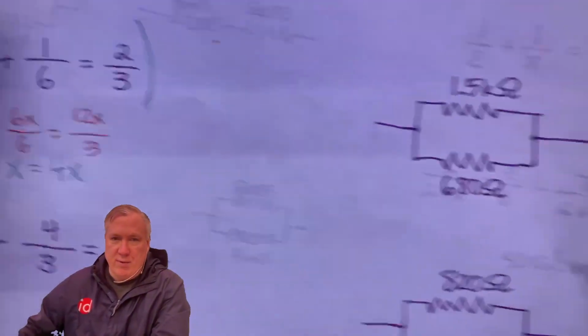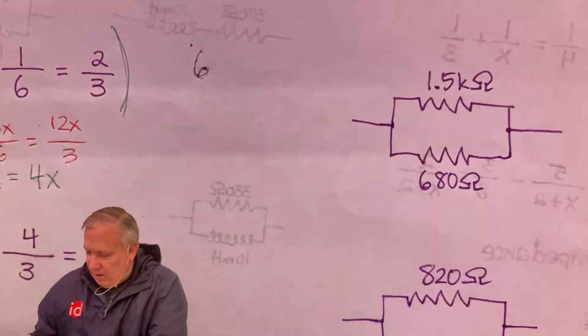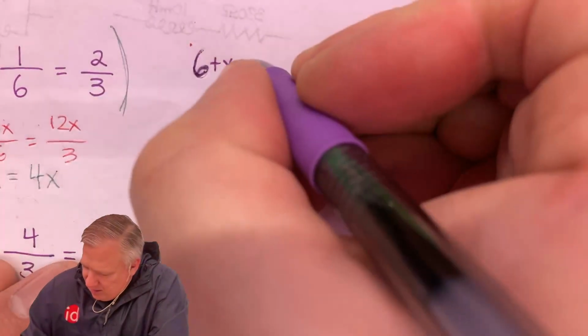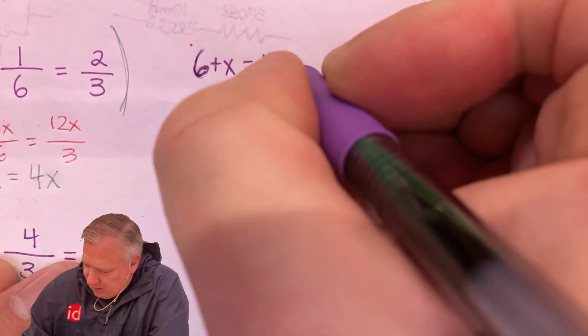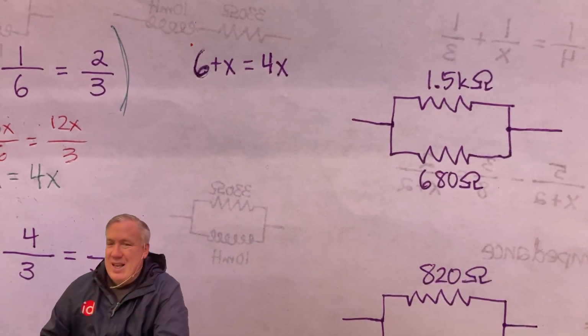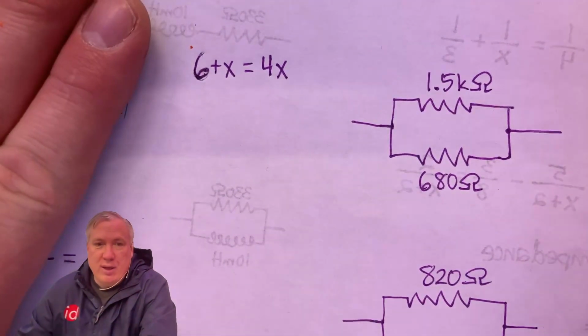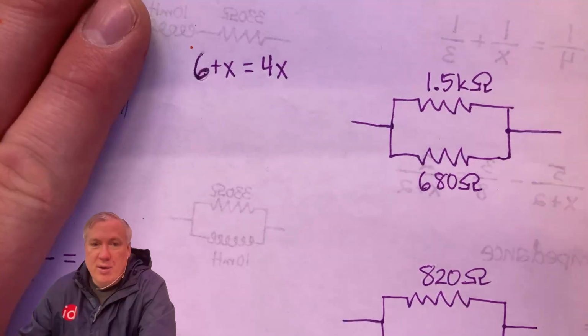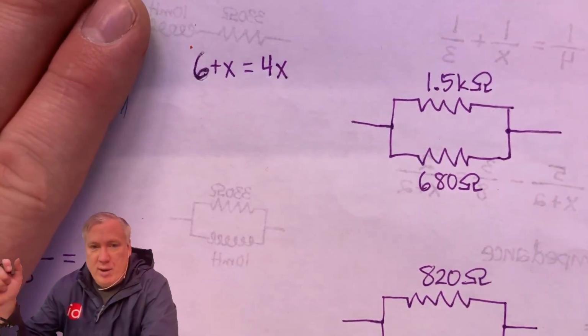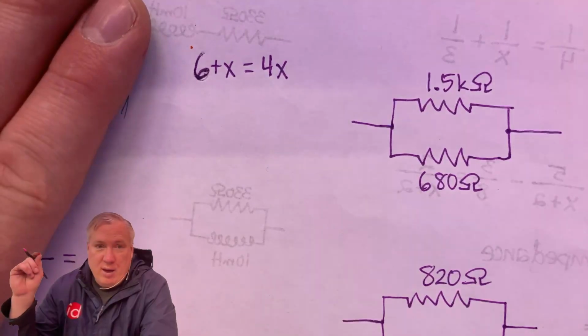If I had started this whole process with this equation, which I'm going to write more clearly over here, let's try to use a different pen. 6 plus x is equal to 4x, and said, solve that. What would you do? If you are like, I don't know how to solve that equation, then there is another Khan Academy link up on the whiteboard for those who need help with how to solve these equations.